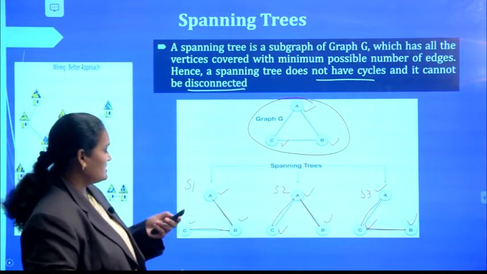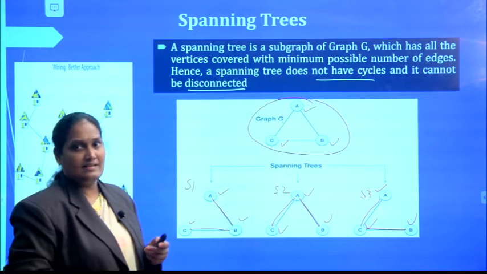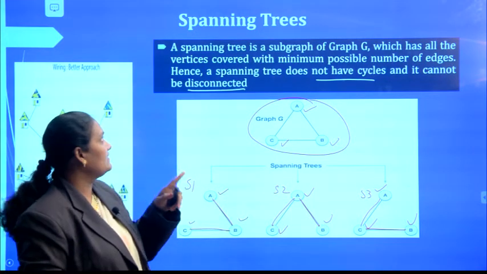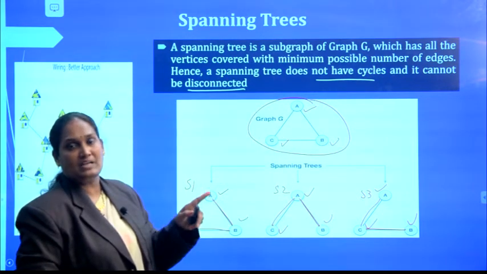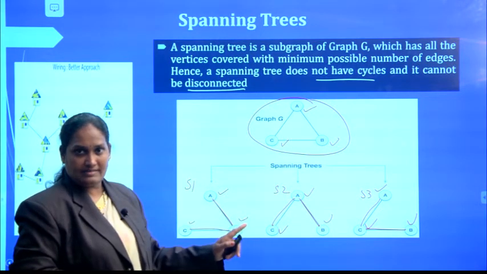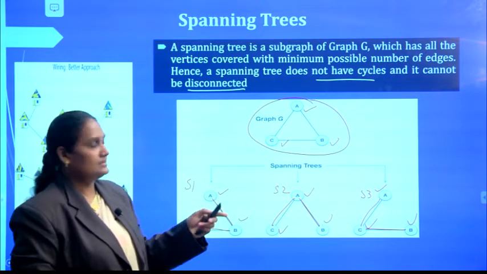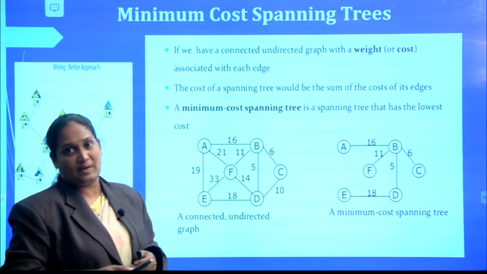Okay, right. What is a spanning tree? A spanning tree is a subgraph of the given graph which has all the vertices covered with the minimum possible number of edges, and a spanning tree does not contain any cycles and is not disconnected. Right, let us see what a minimum cost spanning tree is.